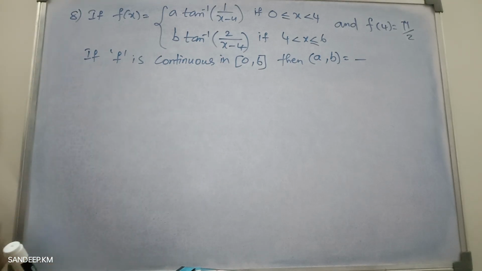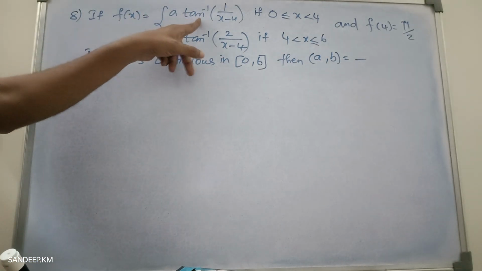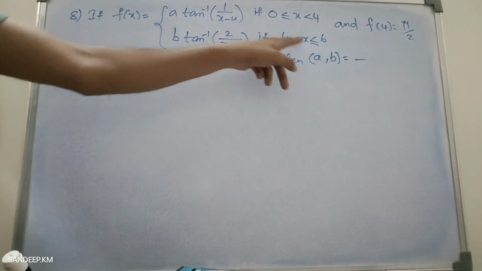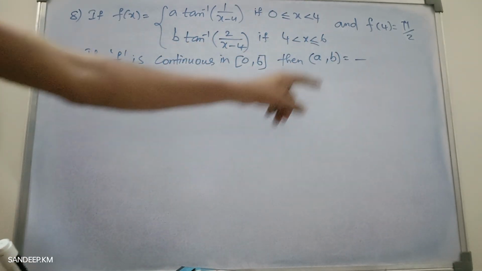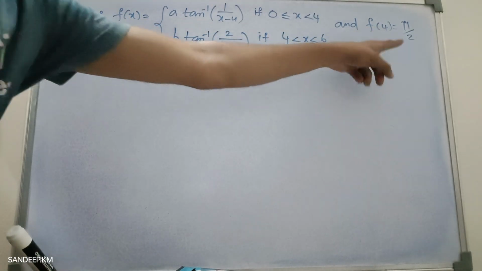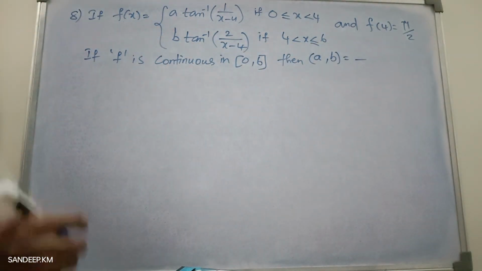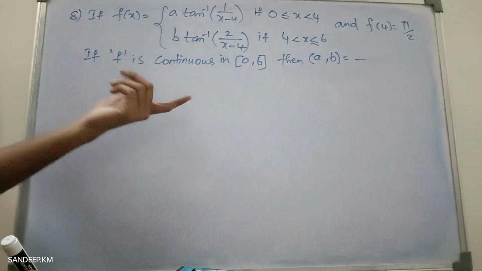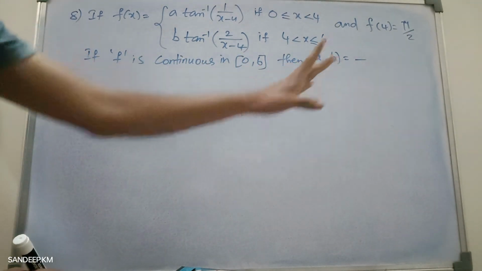Next question. f of x is this particular function if x is between 0 and 4, and f of x is this function if x is between 4 and 6, and at the same time they have given the value of the function at x is equal to 4. So f of 4 is equal to pi by 2, and they say that f is continuous in the interval 0 to 6. Then what are the values of a and b?